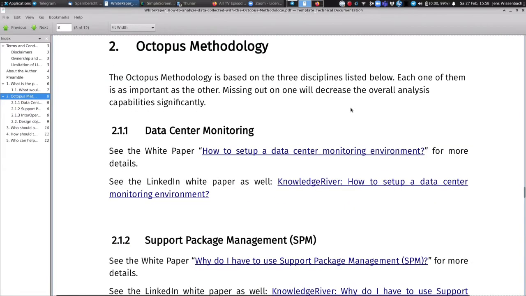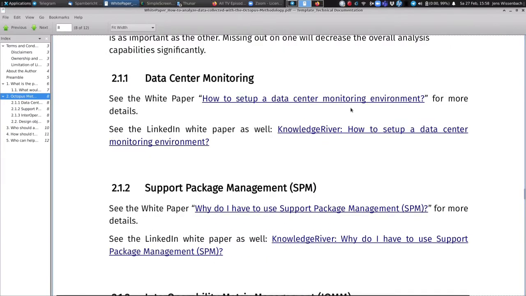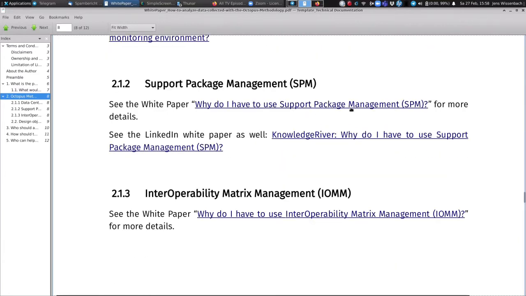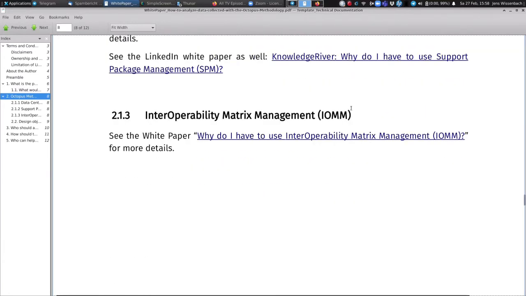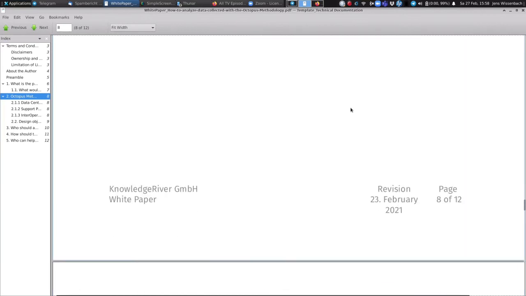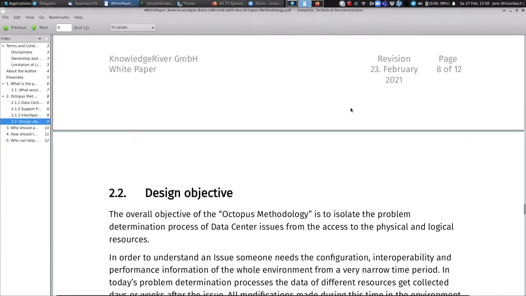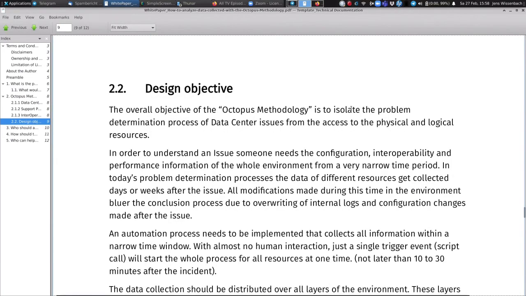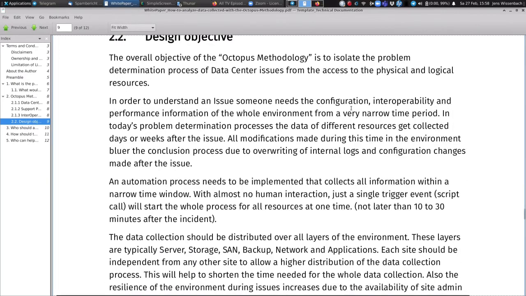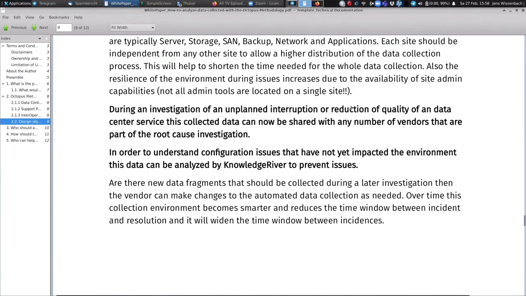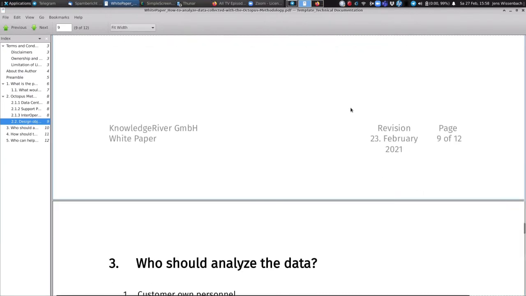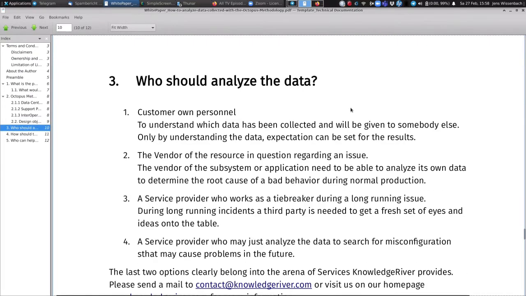Of course, as I said, the Octopus methodology is based on data center monitoring, support package management, and interoperability metrics management. So these are the three fundamental data collection items for the analysis that need to be done. The design documentation is also known already from some of the other sessions that we had.